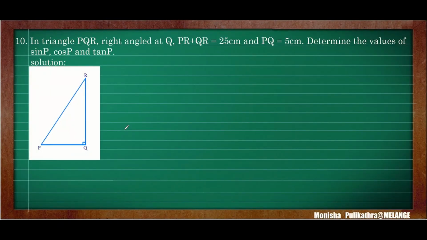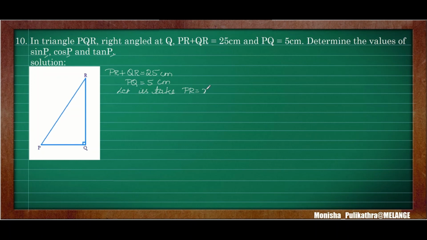Moving on to the 10th question. In triangle PQR, right angle at Q, PR plus QR is equal to 25 and PQ is equal to 5. So these are the only information they have given. We need to find out sin P, cos P and tan P. Okay, so let us take this PR as X. We don't know both the values of it.